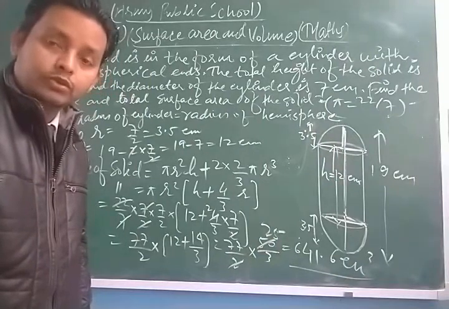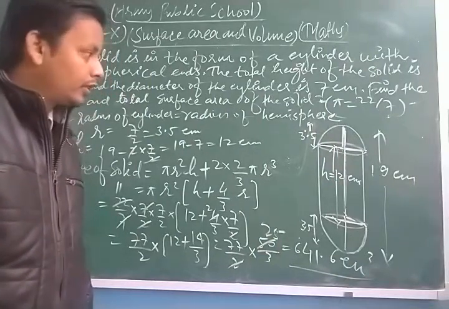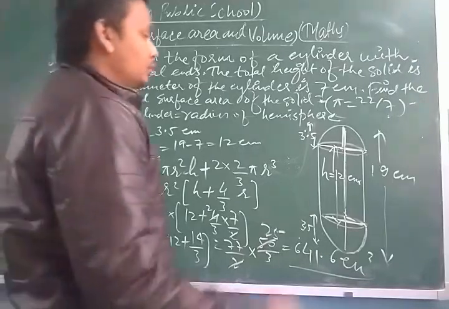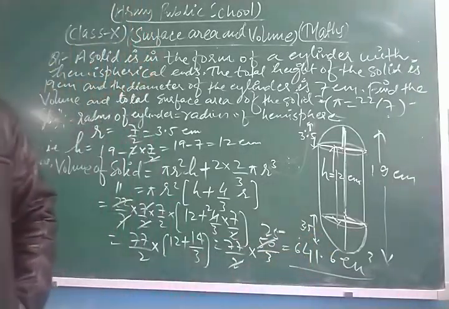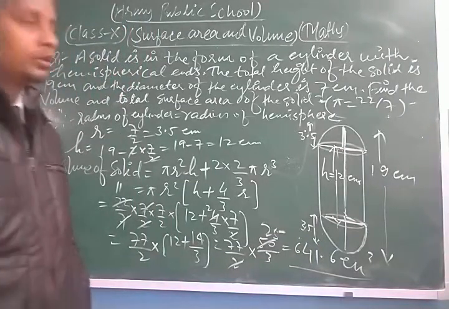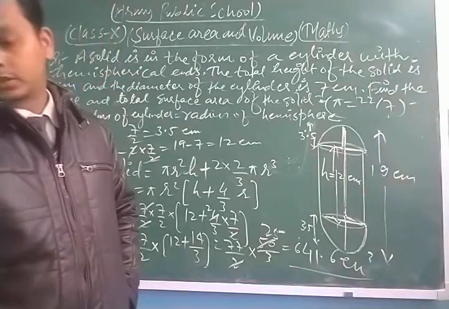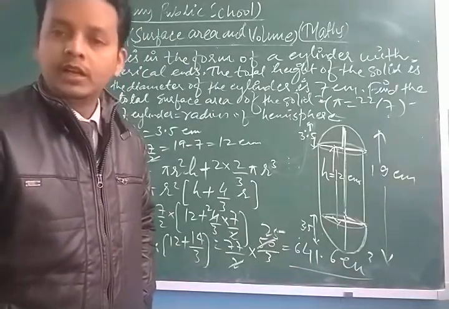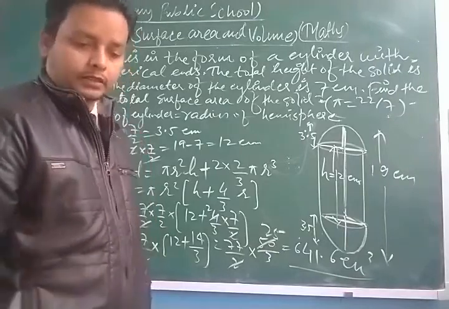Okay, just now we also find what? We also find the total surface area of these solids. For finding the total surface area of this solid, it is the CSA, curved surface area, of the cylinder plus 2 into the surface area of the hemisphere. Let's see.